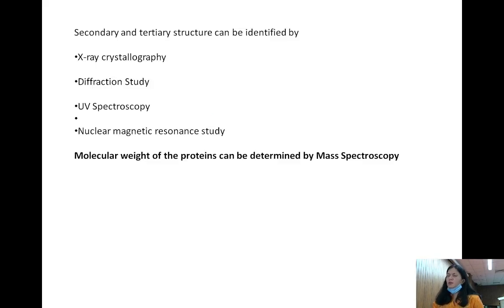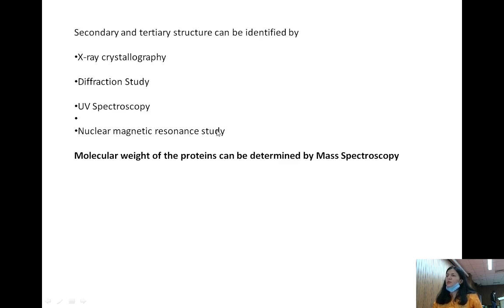sequencing of protein. How do you identify, because it is very easy to say, isn't it, that the protein is having an alpha helix or beta pleated sheet? How do you identify this type of structures? You can identify the secondary and tertiary structures by using, just know the name, okay, X-ray crystallography, the name of the techniques, please write it down. You can identify or study the secondary or tertiary structure of a protein by using technologies like X-ray crystallography, diffraction study, UV spectroscopy, or nuclear magnetic resonance study.